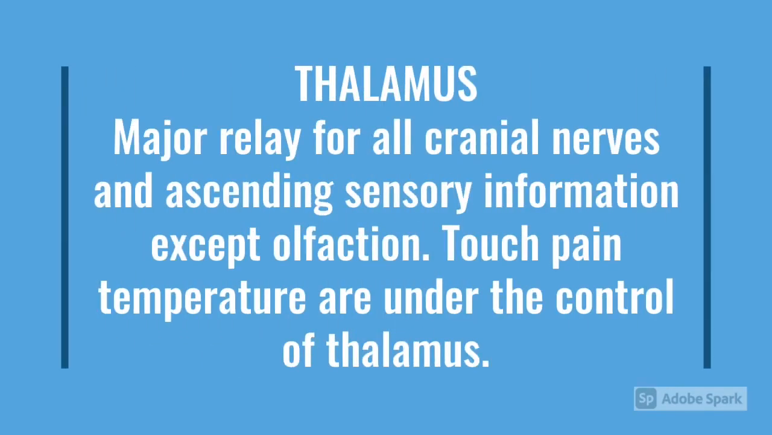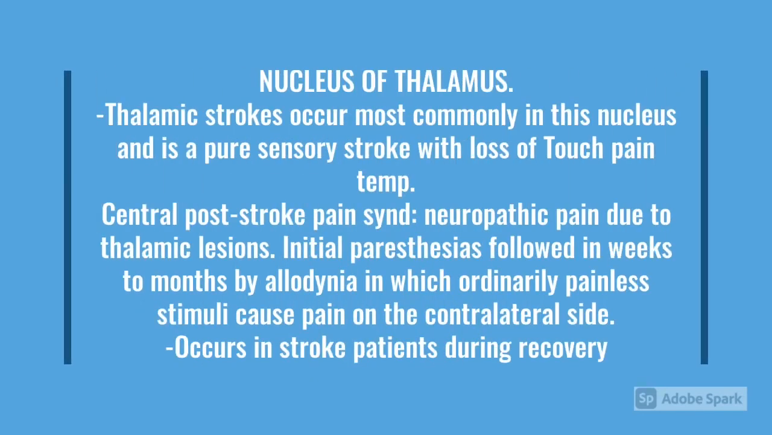Thalamus. The thalamus is a major relay for all cranial nerves and ascending sensory information except olfaction. Touch, pain, and temperature are under the control of the thalamus. Thalamic strokes occur most commonly in this nucleus and are a pure sensory stroke with loss of touch, pain, and temperature. Central post-stroke pain syndrome, neuropathic pain due to thalamic lesions, has initial paresthesias followed in weeks to months by allodynia, in which ordinarily painless stimuli cause pain on the contralateral side, occurring in stroke patients during the recovery phase.